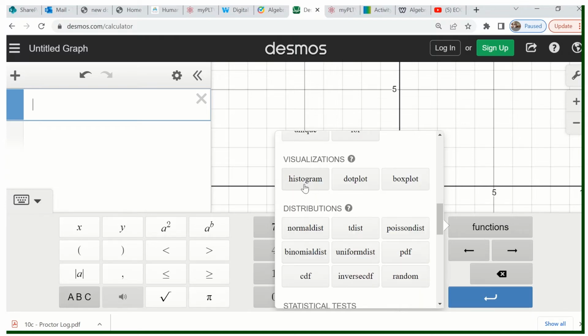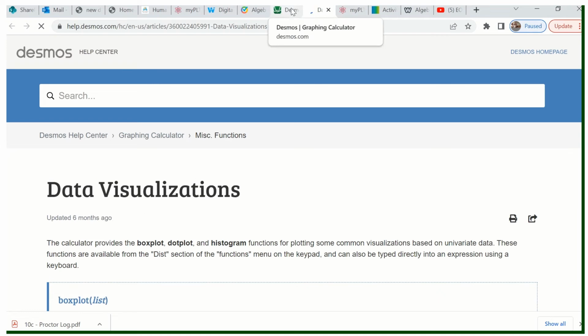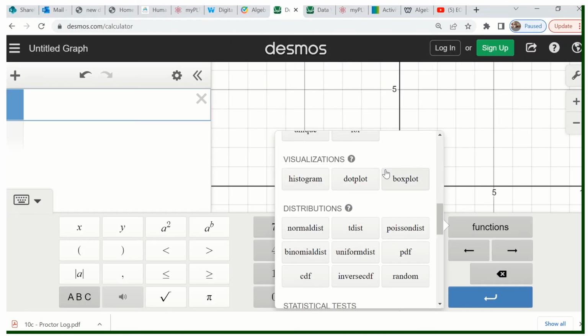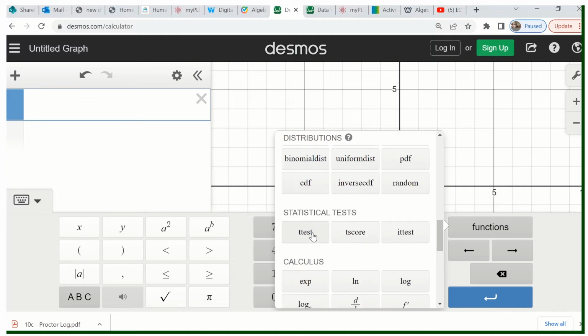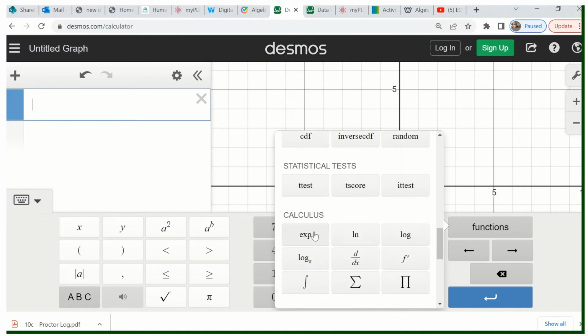Visualizations, it'll do a histogram for you. It'll do a dot plot. It'll do a box plot. There's all kinds of, whoops, I clicked on the help. I didn't mean to do that, but you can click on it. Normal distribution, we covered this right at the end. Poisson, binomial distribution. Some of these I have covered. A lot of them I haven't covered, but there's your normal distribution. These are different tests you can do.